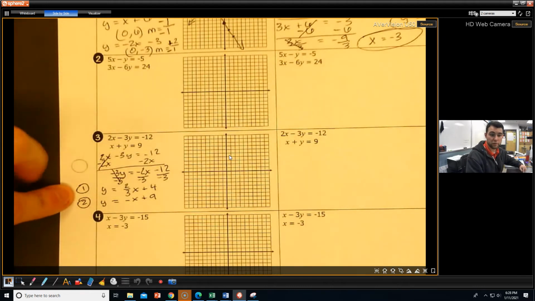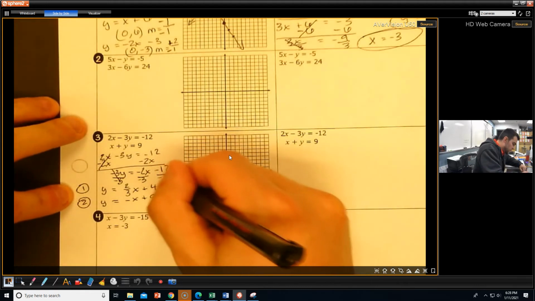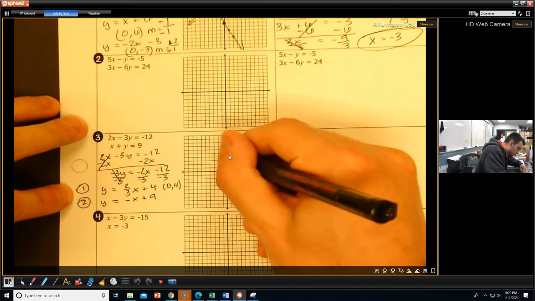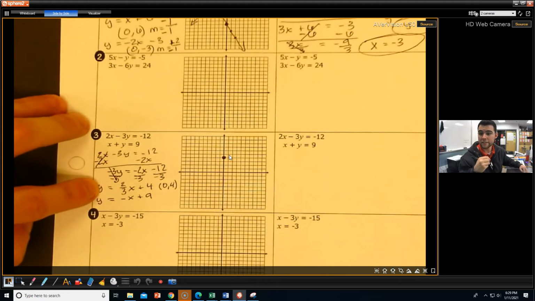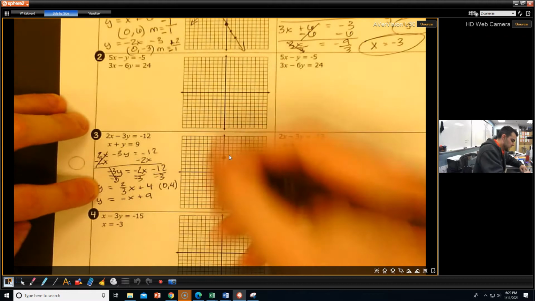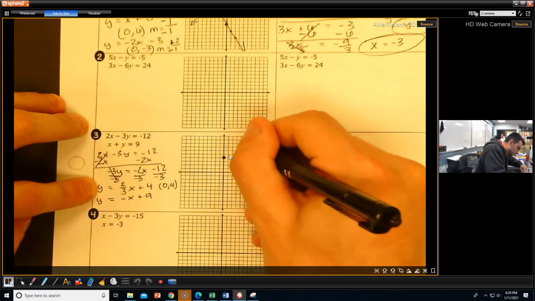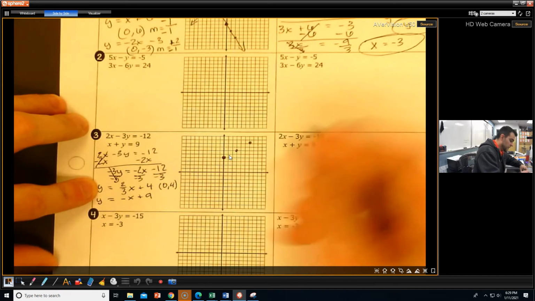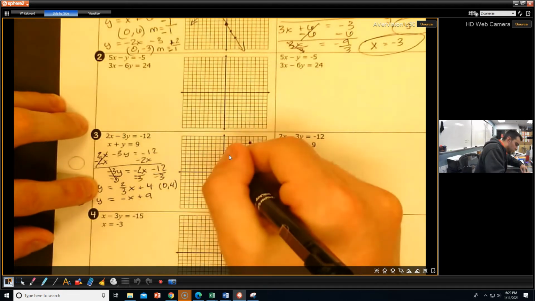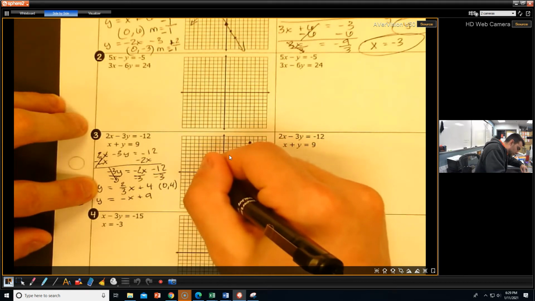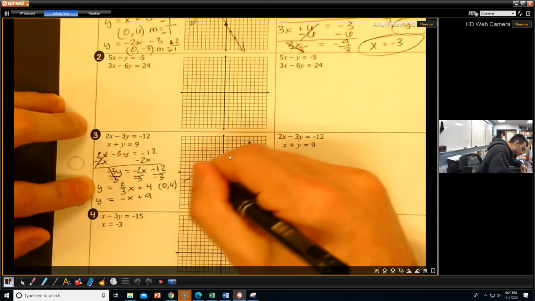If I start with this first equation, my first point is 0, 4. So 0, 4 is going to be right up here. And my slope is rise over run of 2 over 3. So I'm going to rise up 2, go to the right 3, up 2, to the right 3. I'm going to go the other way too, making both negative. So I'm going to go down 2, left 3, down 2, left 3. I should have a pretty good idea of what this line is doing.